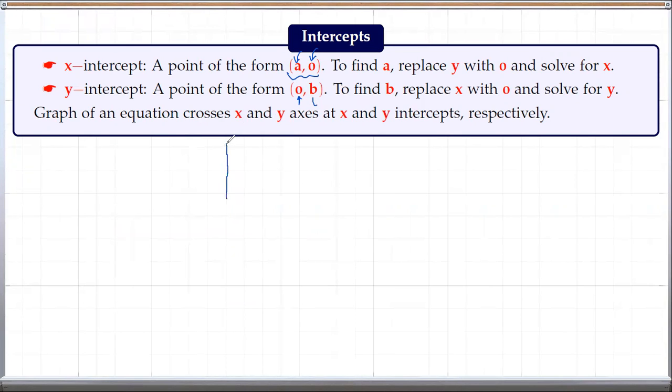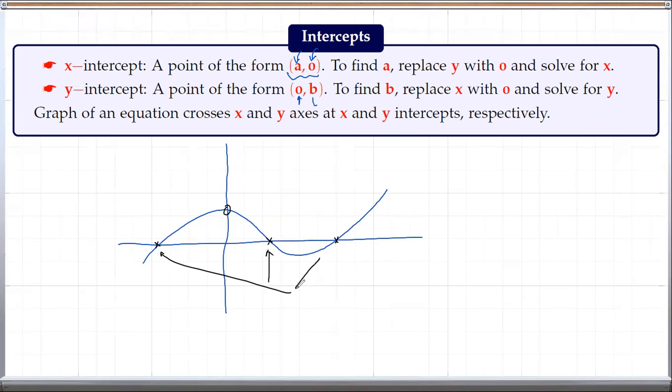So on a graph of an equation, x and y-intercepts are the points where the graph crosses the x and y axis respectively. So for example, if we have a function like this one, in this case, these 3 points are the x-intercepts, and this is the y-intercept.